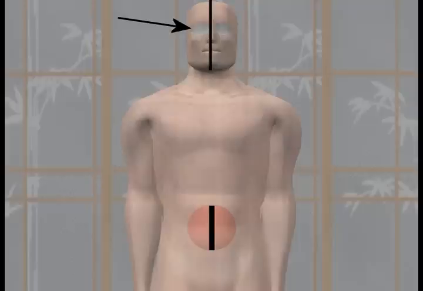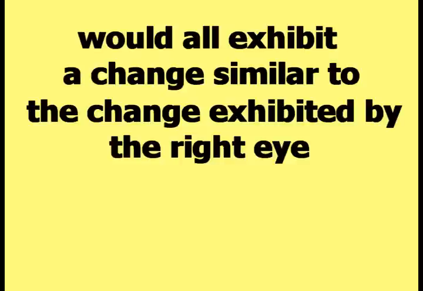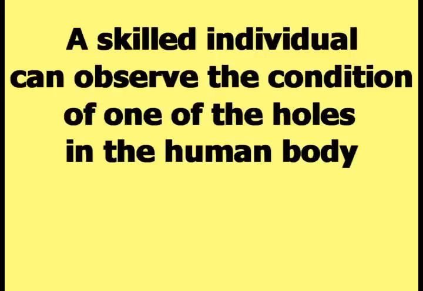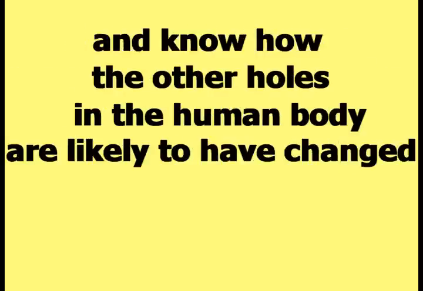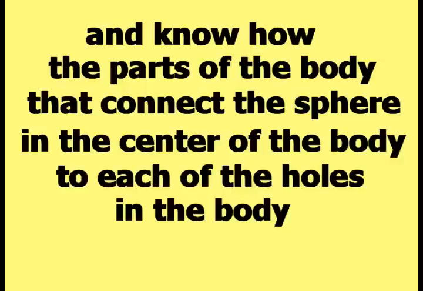For example, if the right eye was observed to change in some specific way, then the right ear, the right nose hole, the right side of the mouth, the right side of the urinary tract hole, and the right side of the hole in the buttocks would all exhibit a change similar to the change exhibited by the right eye. This property of the holes in the human body can be used for medical diagnosis. A skilled individual can observe the condition of one of the holes in the human body and know how the other holes in the human body are likely to have changed, know how the sphere in the center of the body has changed, and know how the parts of the body that connect the sphere in the center of the body to each of the holes in the body have been changed.